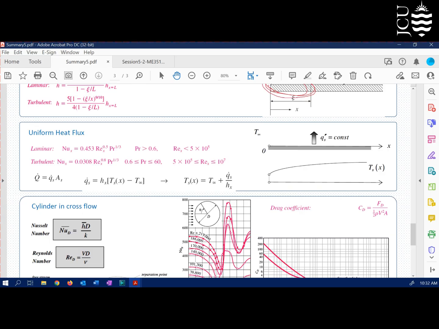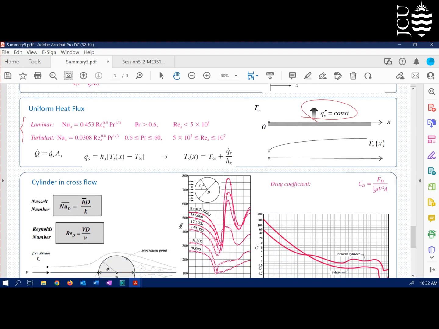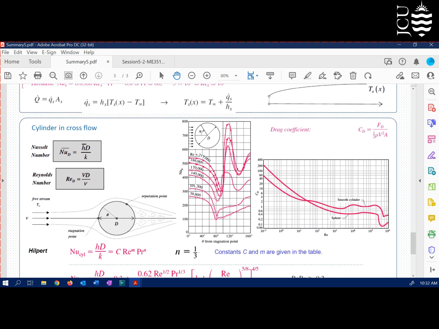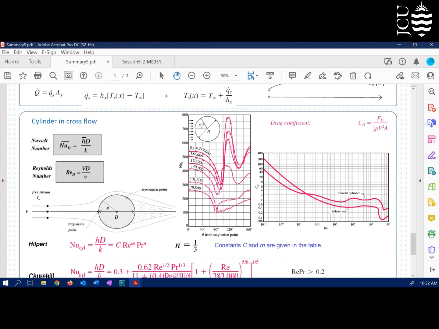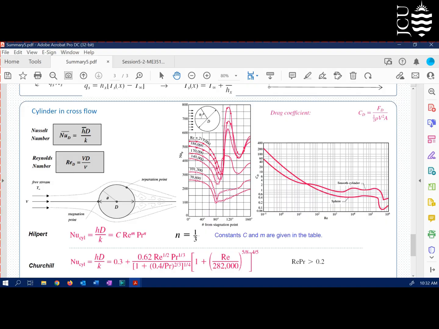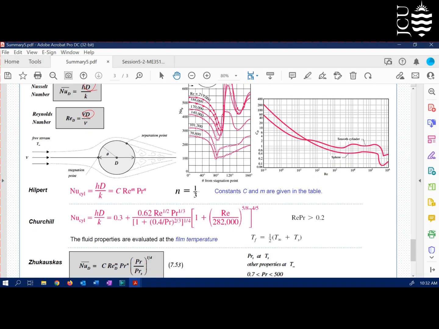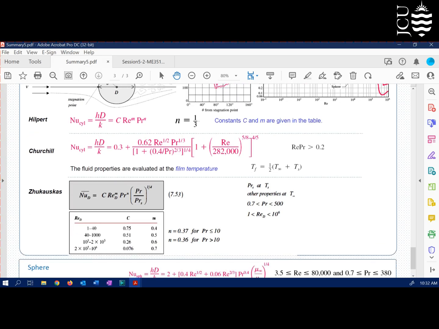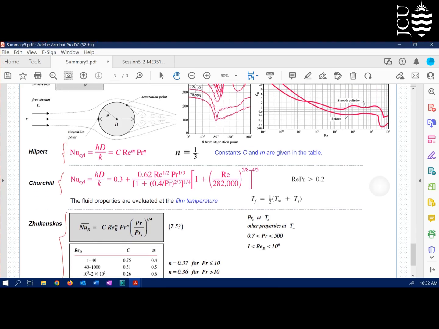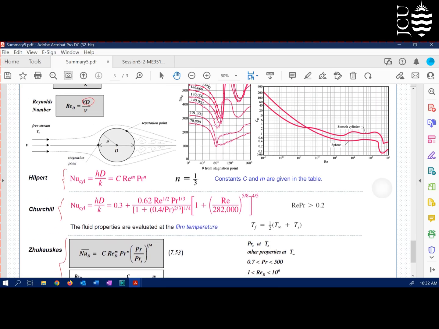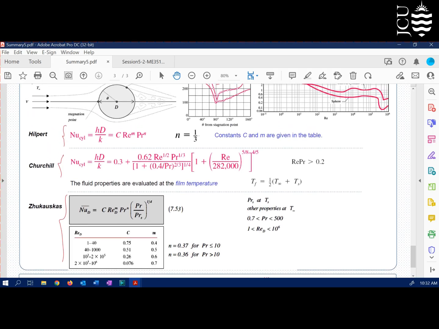What if, instead of constant surface temperature, we had constant heat flux? Again, for that case, we have a Nusselt number formula, and if we change geometry from the flat surface to a cylinder, we're going to have some other formulas. Of course, the Nusselt number characteristic length is going to be diameter, and the Reynolds number characteristic length is going to be diameter. You can see we have many studies showing different formulas. This is for Hilbert, Churchill, Zukauskas, and we have many other formulas and tables to give us a Nusselt number for cylindrical geometries.